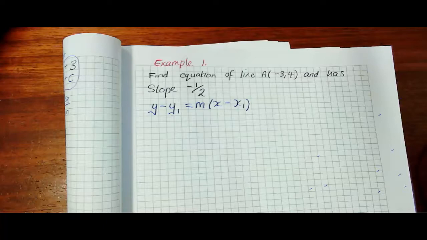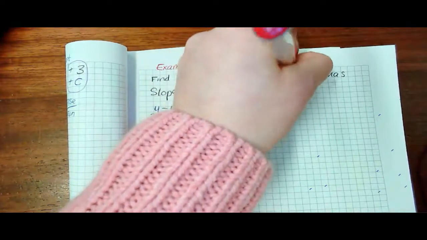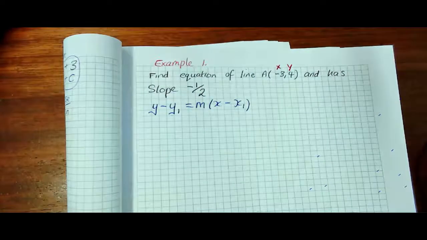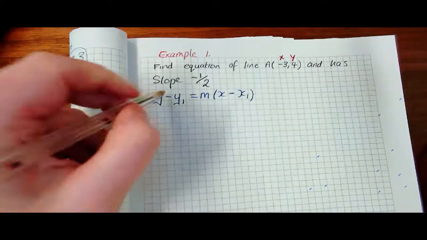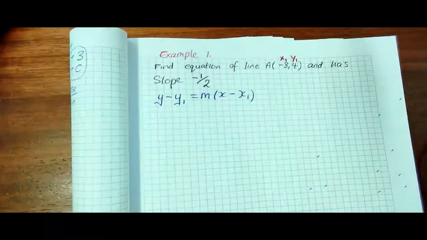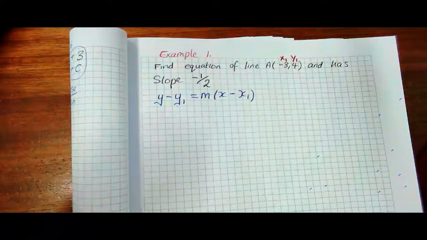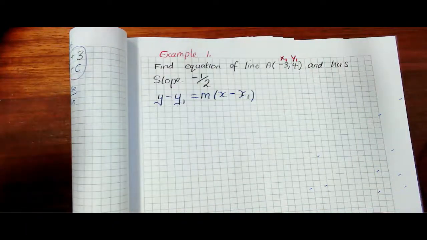Okay, so we're given the point there, -3, 4. So what I always do is I label my point x1 and y1, so I can see by looking at my equation there, I have an x1 and a y1. When we have an x1 and a y1, and it's the equation of a line, it's always the ones we're filling in for. Okay, and we have the slope.